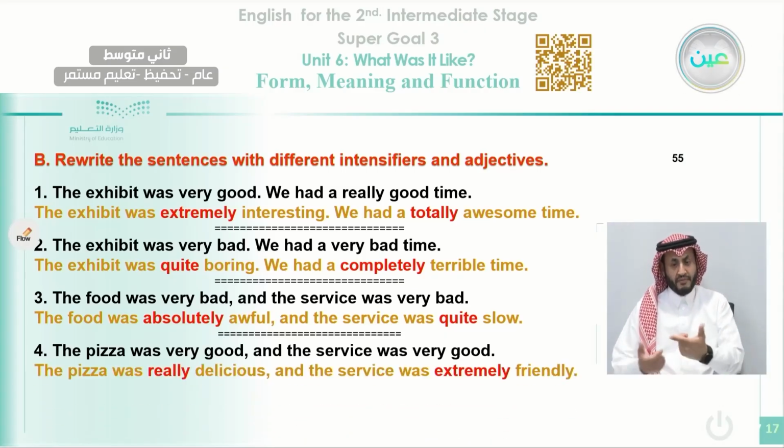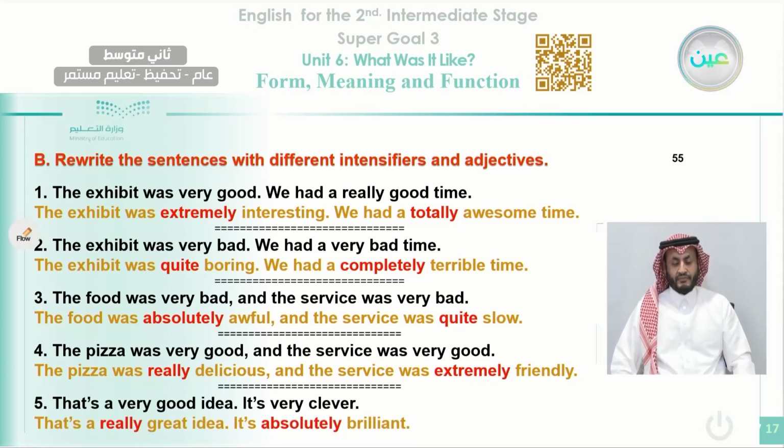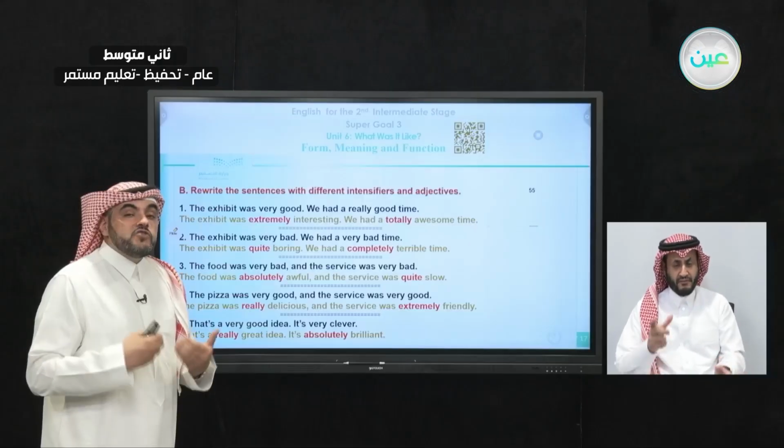Okay, the pizza was really delicious and the service was extremely friendly. Also, really and extremely are modifiers, and they are modifying delicious and friendly. The last sentence here, that is a very good idea. It is very clever. You can use it in another way, saying that is a really great idea. It is absolutely brilliant. Okay, so here great and brilliant are considered strong adjectives.